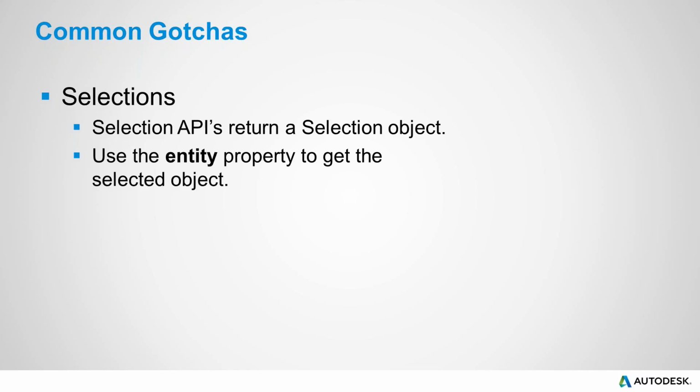What you have to do is, on the selection object, there's a property called entity, and that gives me back the face. So the selection gives me back the entity that's been selected, plus it provides some more information too. Coming from Inventor, I was used to getting the object directly back, but you just have to do this extra step of calling the entity property.